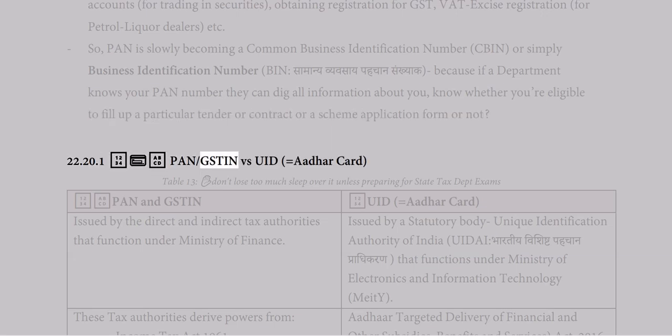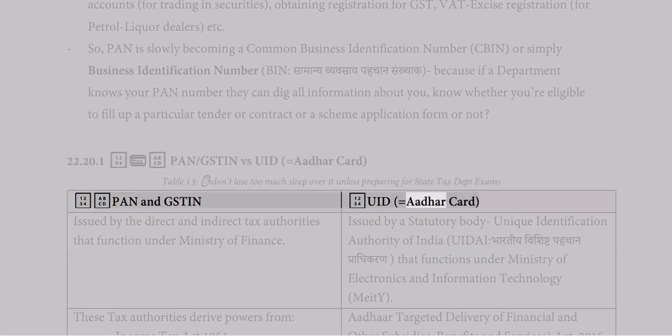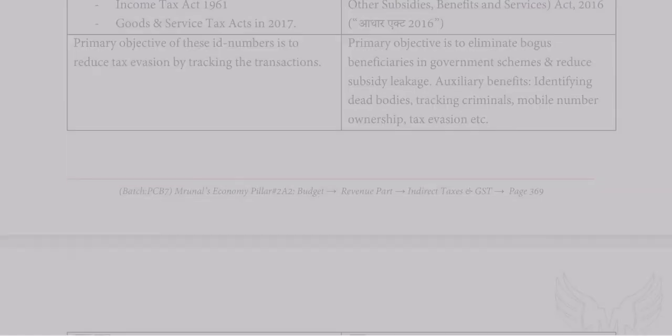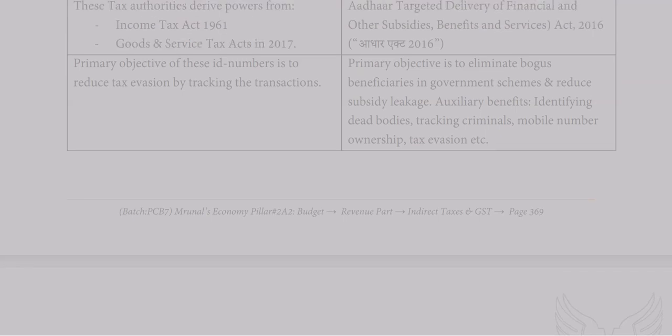22.20.1 PAN, GSTIN versus UID, equals Aadhaar card, Table 13. Don't lose too much sleep over it unless you are preparing for state tax department exams. PAN and GSTIN are issued by the direct and indirect tax authorities that function under the Ministry of Finance. UID, equals Aadhaar card, is issued by a statutory body, the Unique Identification Authority of India, UIDAI, that functions under the Ministry of Electronics and Information Technology, MeitY. These tax authorities derive powers from the Income Tax Act 1961 and the Goods and Services Tax Acts of 2017. Aadhaar derives its powers from the Aadhaar Targeted Delivery of Financial and Other Subsidies, Benefits and Services Act, 2016.